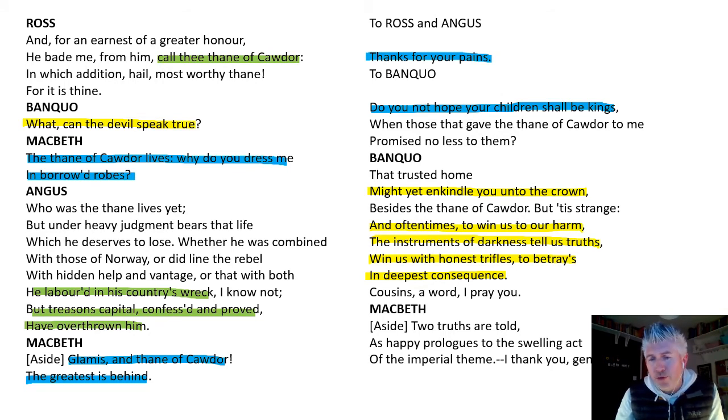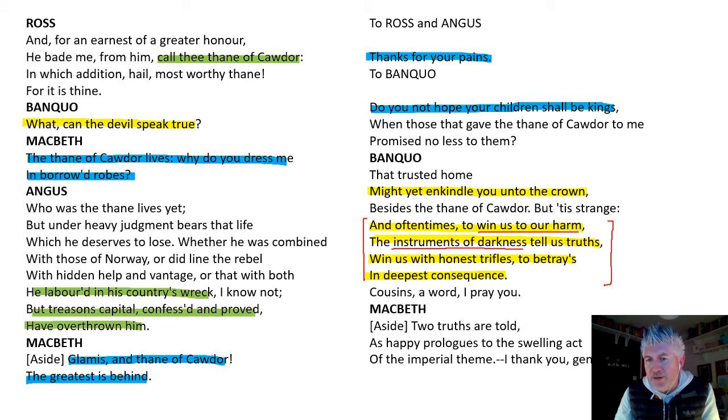Just while we pause here to think about Banquo's words, Banquo is suspicious of the witches. That's what this section shows. He's not just taking what they say at face value and thinking, well, that's happened, that means this is going to happen. He mistrusts them. He says to win us to our harm, so to make us hurt ourselves or to damage us, the instruments of darkness, and by that he means on this occasion the witches.